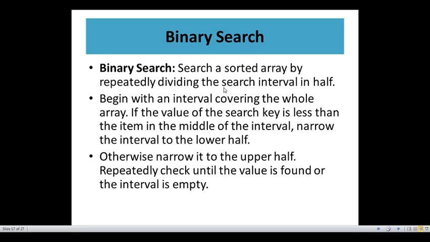Binary means we are dividing the array into two parts, the first interval and the second interval. We do this procedure repeatedly. Begin with an interval covering the whole array. First find your beginning, then end, and then mid. Mid means beginning plus end divided by 2.